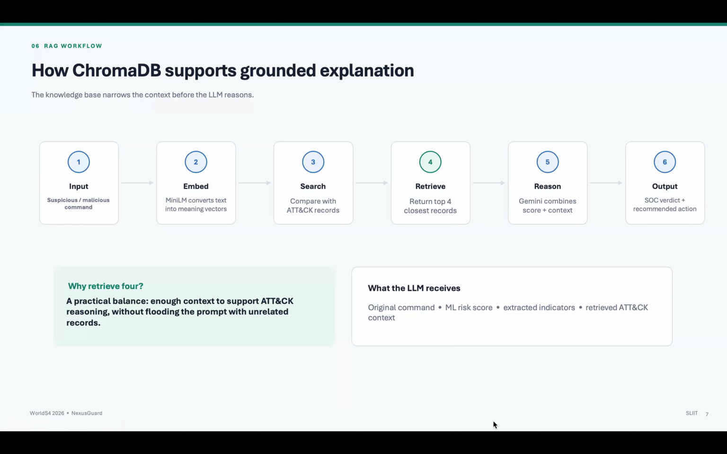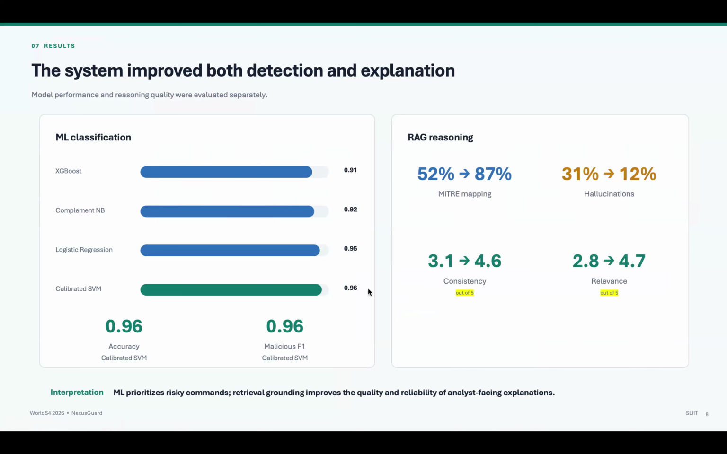So moving on, I have explained here how ML and LLM have helped us in the whole productivity of this project. For machine learning classification, the calibrated SVM achieved 0.96 accuracy and 0.96 malicious class F1 score. I have other results as well for the XGBoost, complement naive Bayes and logistic regression, as given in the chart itself.